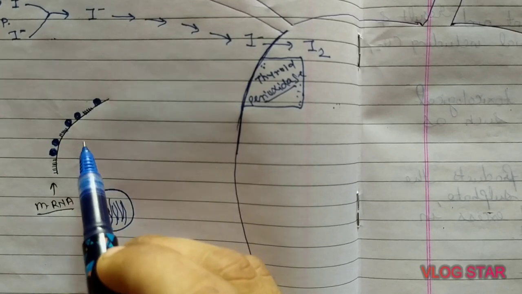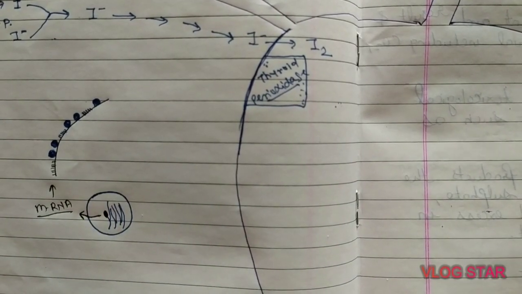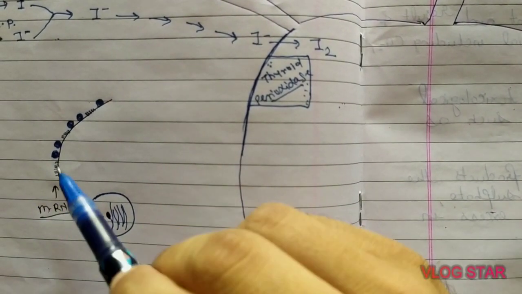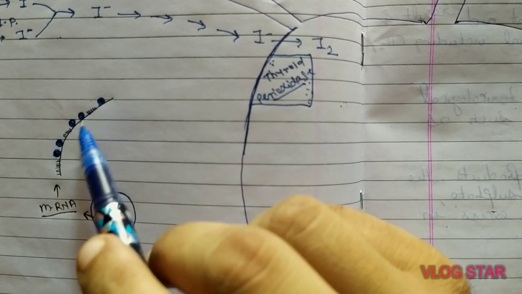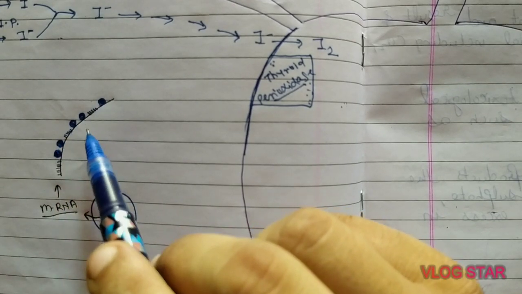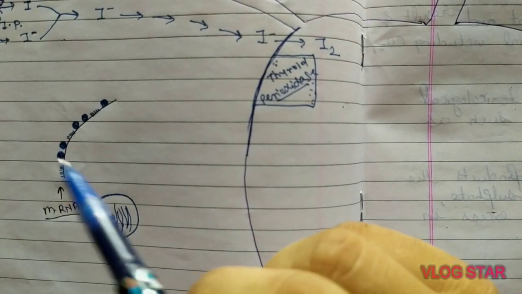So the name of this protein is thyroglobulin. Thyroglobulin is the protein consisting of a number of tyrosine molecules. The tyrosine molecules are more numerous inside it.